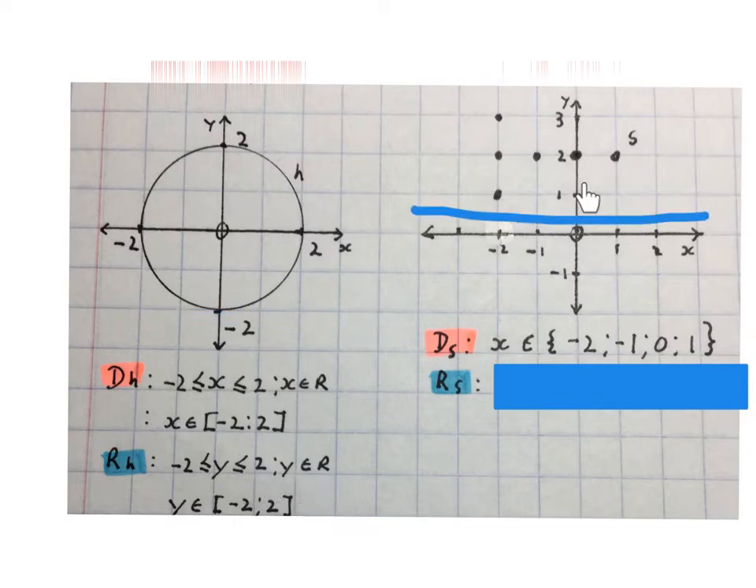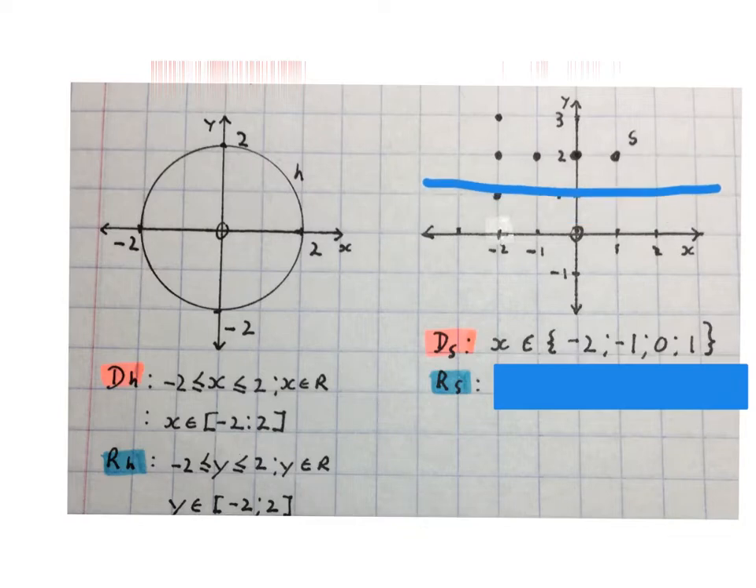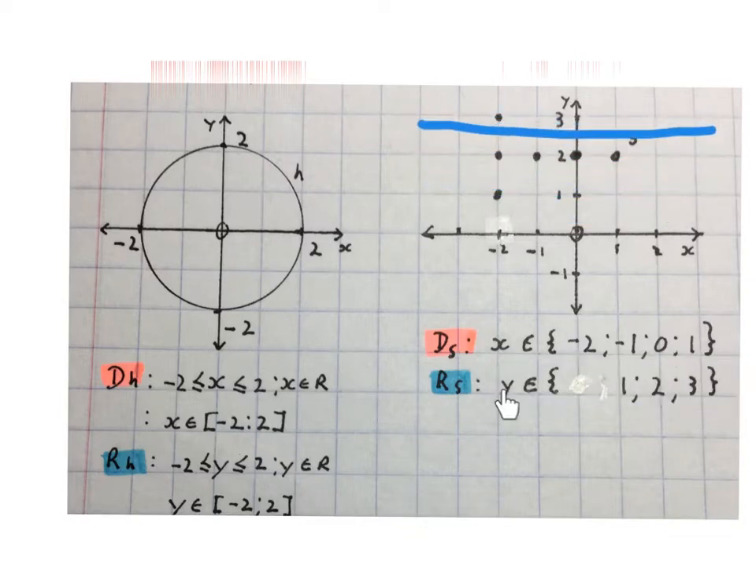To determine the range of S, we will move this blue line up and see where it touches those dots. It'll touch where y is 1, y is 2, and y is 3. You write your answer like this: y is an element of 1, 2, and 3. Please stop the video and check these answers.